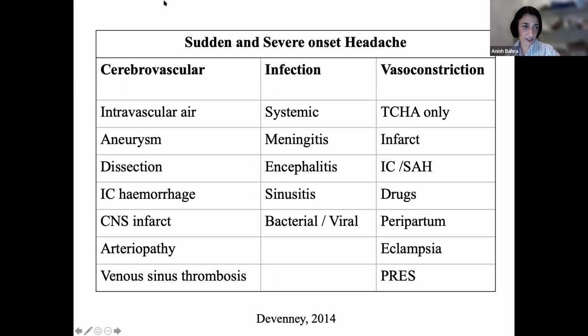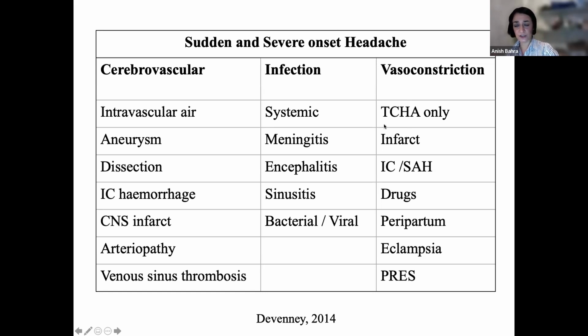This gives you an idea of the different pathologies within these different groups. So cerebrovascular, you have aneurysm, dissection, hemorrhage, infarct, venous sinus thrombosis, so it's a wide range. Infection can be systemic, maybe CNS, but we always have sinusitis, but that's presumptive. So remember, any secondary diagnosis is presumptive, and the basis is that it's temporally related to the pathology, making it much more likely that it's precipitated.